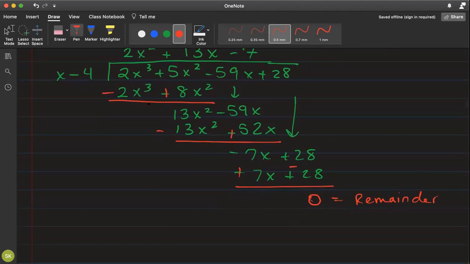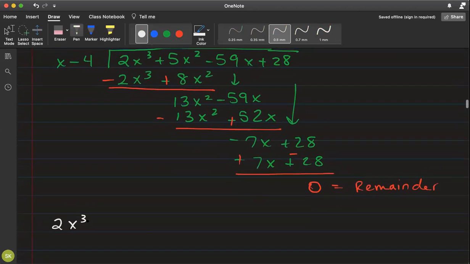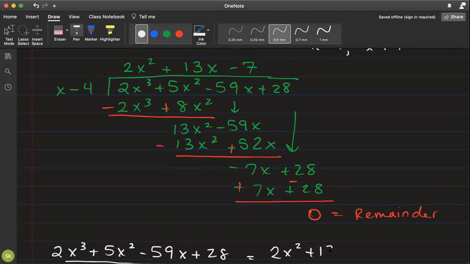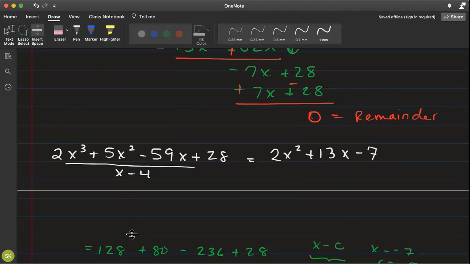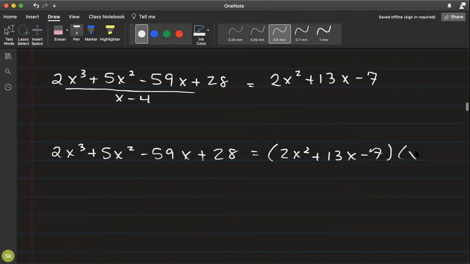Okay, so let's summarize what we found. We see that 2x cubed plus 5x squared minus 59x plus 28 over x minus 4 is equal to 2x squared plus 13x minus 7. Now we're going to multiply both sides by x minus 4. So we get 2x cubed plus 5x squared minus 59x plus 28 is equal to this 2x squared plus 13x minus 7 times this x minus 4.